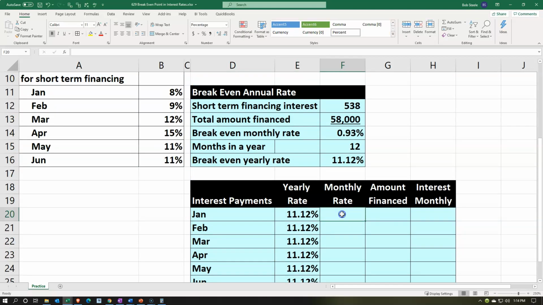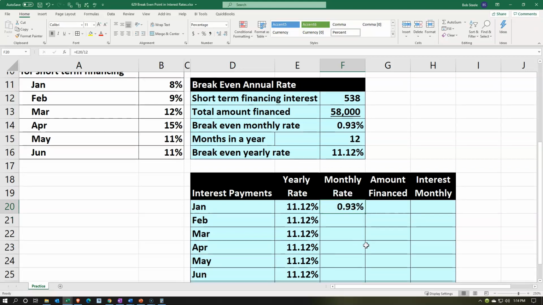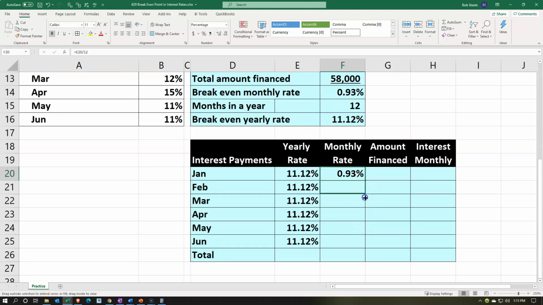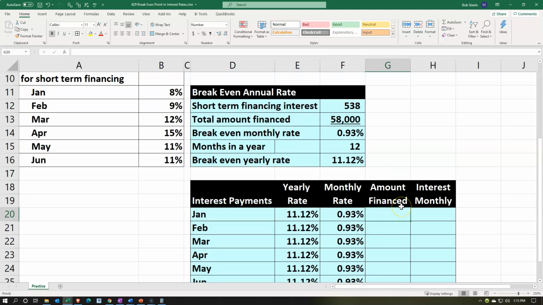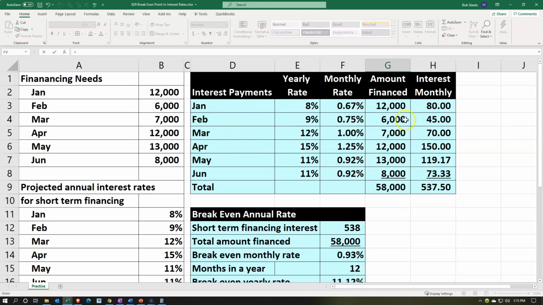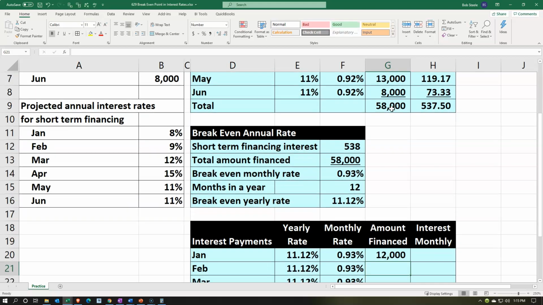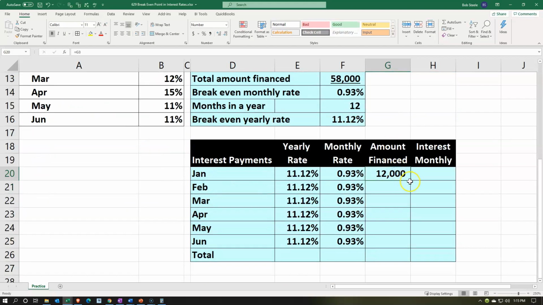And then the monthly rate, you can get two ways. We calculated the monthly rate up top, which is going to be this number. So we have it from there. Or you can calculate it as the yearly rate divided by 12. And that'll get you back to the monthly rate. Let's do that. That'll give you the same rate, and we can copy that down. So we'll autofill that down. So there we have that. Now the amount financed is going to be the same. So I'm going to pick this up from the amount financed column. Let's autofill that one down.